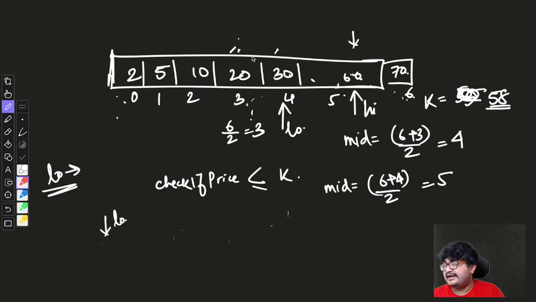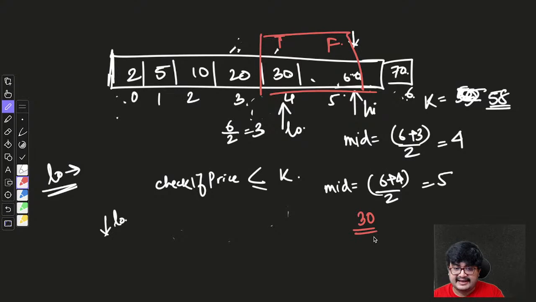Now we have come to this situation, where low is less than high minus 1 no longer holds. Our low is at true, our high is at false, and we end our loop here. So we know that right now 30 is the maximum chocolate he can have. So we'll calculate the number of times he can have 30 chocolate, given by k divided by 30. 58 divided by 30 is 1 time. So chocolates equals 1. And the money he has left after this is k modulo 30. So 28 left.